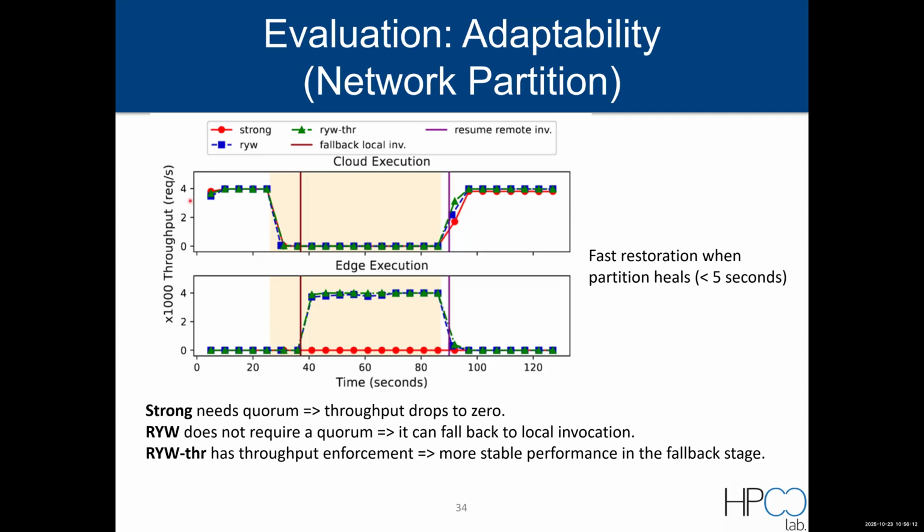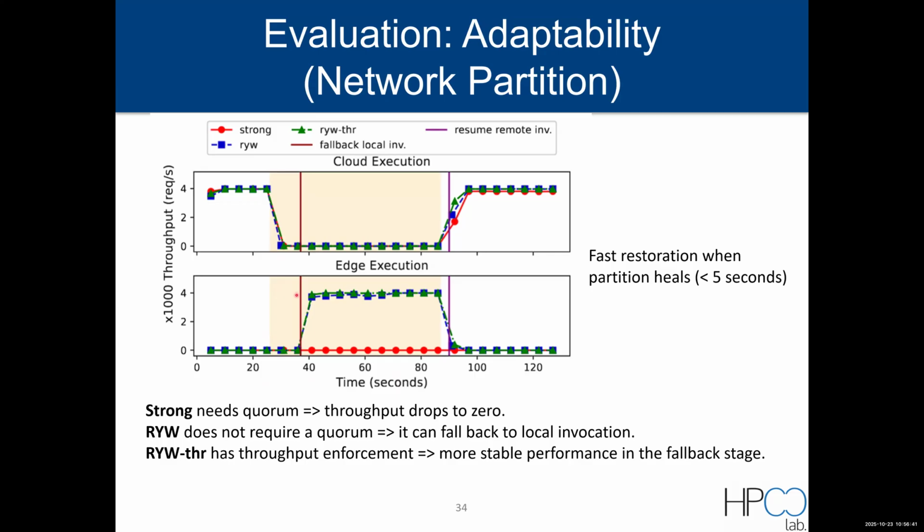Normally, at first in the blue line, we can see that it just runs everything on the cloud and nothing happens on the edge. And in the yellow part, that is the time when the network partitioning happens. There is a gap for the system to detect and become aware that something is wrong with the network, and then it switches to use the local invocation.